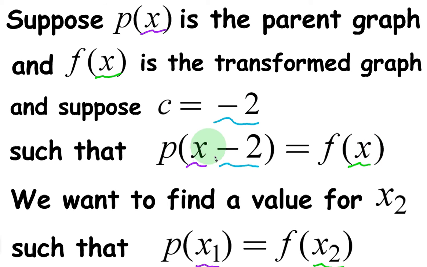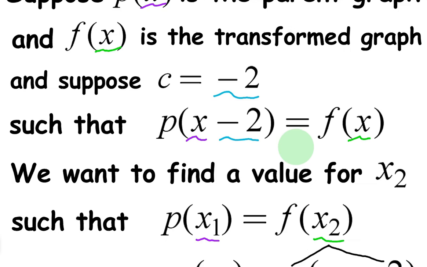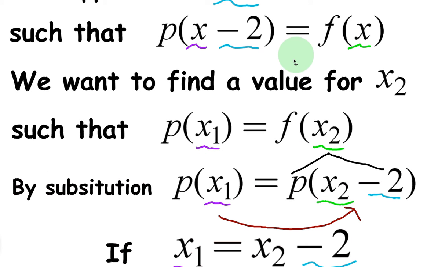In other words, we're going to take all of the x values from p of x and subtract 2 from them to end up with f of x. Now again, intuitively you would think it would shift to the left, but we're actually about to show why it shifts to the right. Now the x2 values will pertain to our transform function. X1 values will be our original parent function.